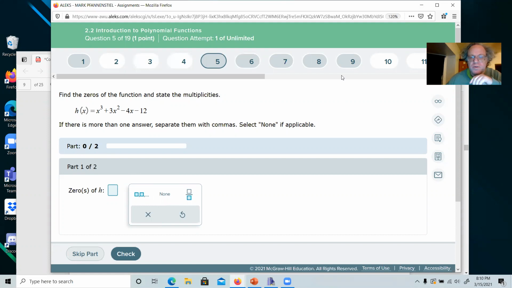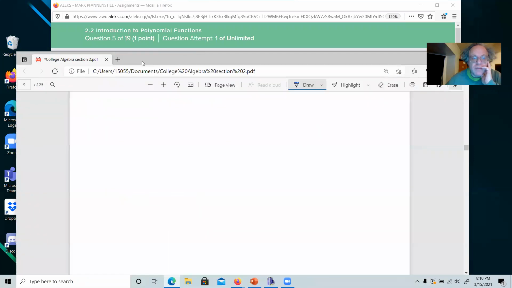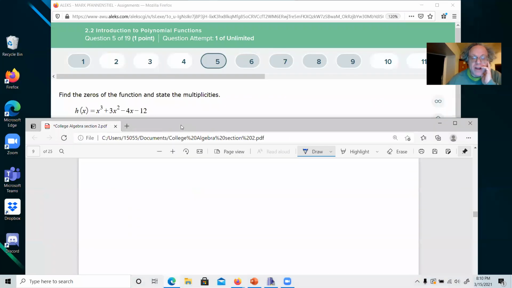All right, so this one is: find the zeros of the function and state the multiplicities. Looks like something we have to factor. So let's try. Mostly, I'm just going to go with the usual pairings. At least that's the one I'm going to try first. If that doesn't work, I'll try my next thing in the list, and we'll see how far we go.